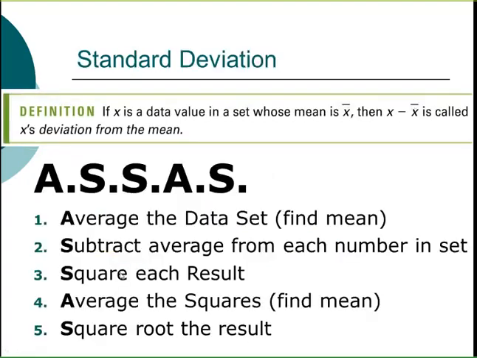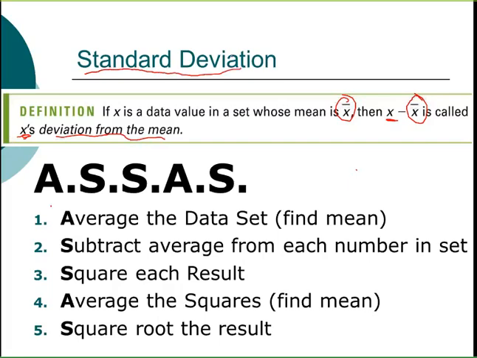So here we've got standard deviation. Standard deviation is easily described as follows: if x is a data value in a set whose mean is x-bar, then x minus x-bar, in other words, your number minus the average, is called x's deviation from the mean. Now, what we want to do is figure out what is the standard amount to deviate from the mean.